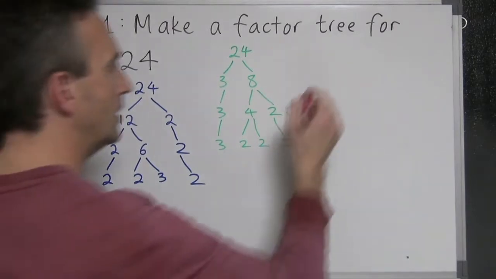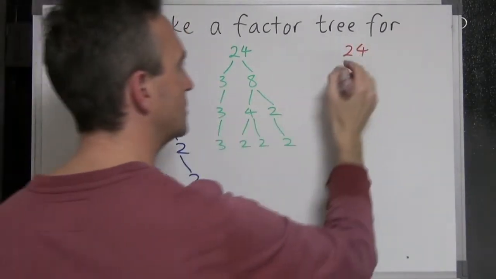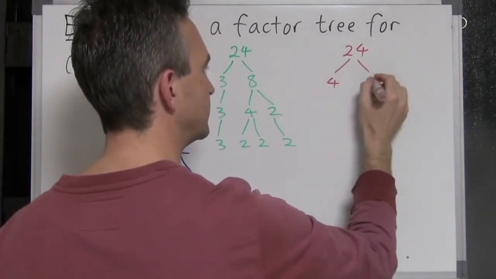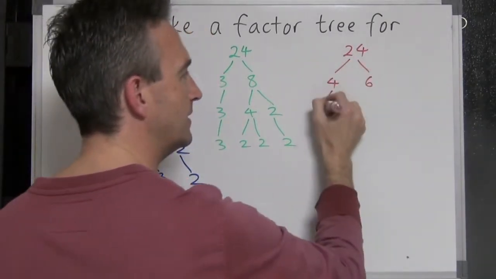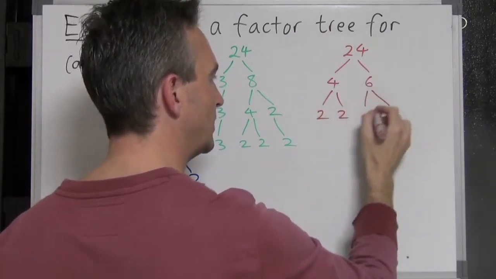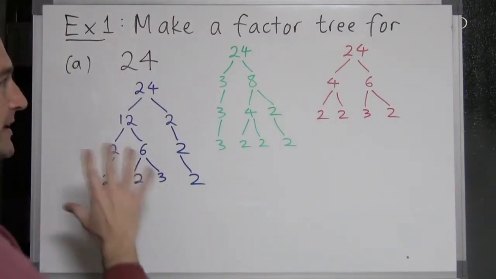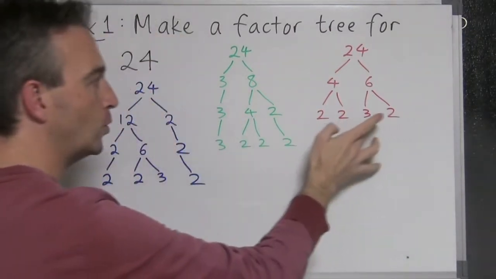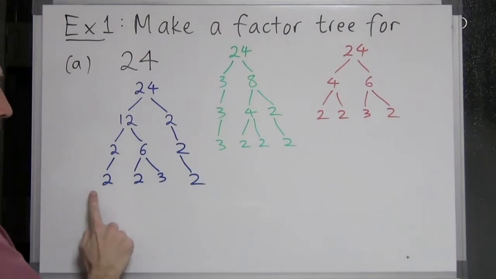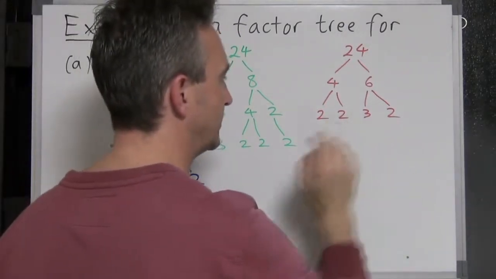Just to illustrate more, I could have also started with, instead of 12 times 2 or 3 times 8, I could have done 4 times 6. Bringing that down and continuing that on, 4 breaks into 2 and 2, 6 breaks into 3 and 2. So as you can see, I've done 3 different factor trees here, but they've all ended up at the same place. 3 2's and a 3, 3 2's and a 3, 3 2's and a 3.